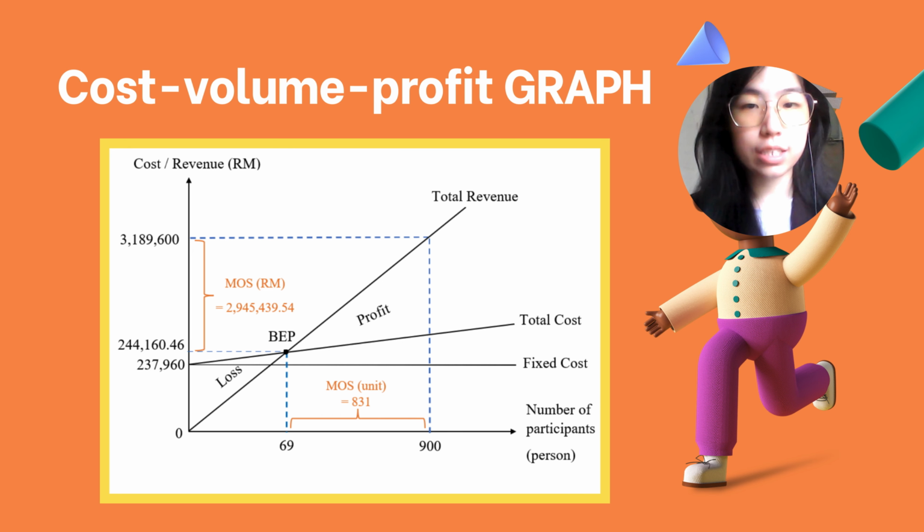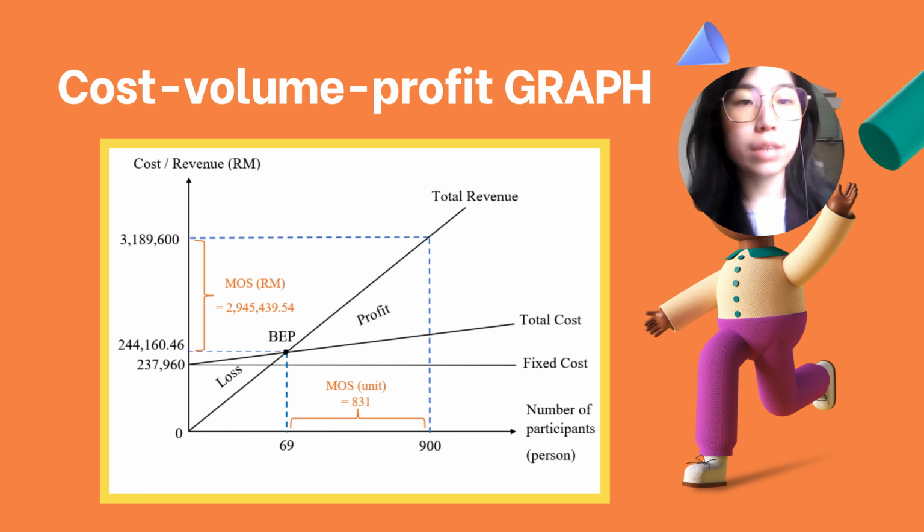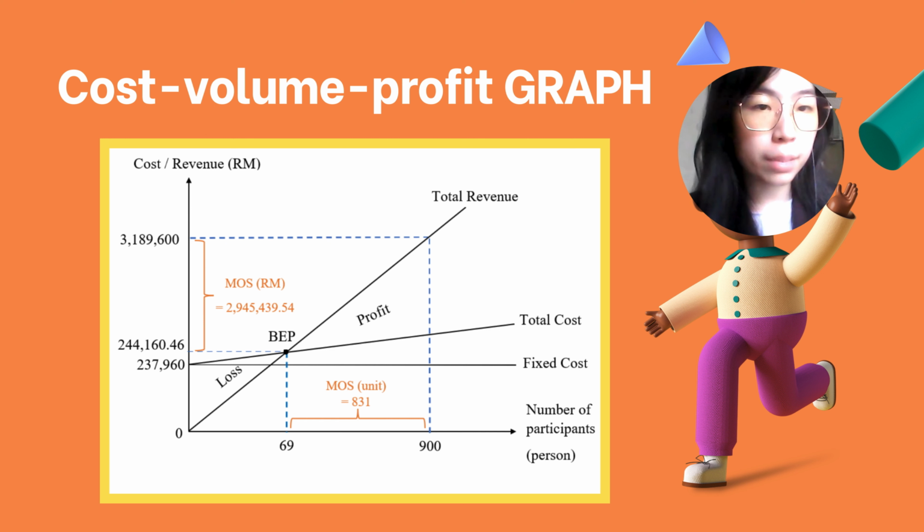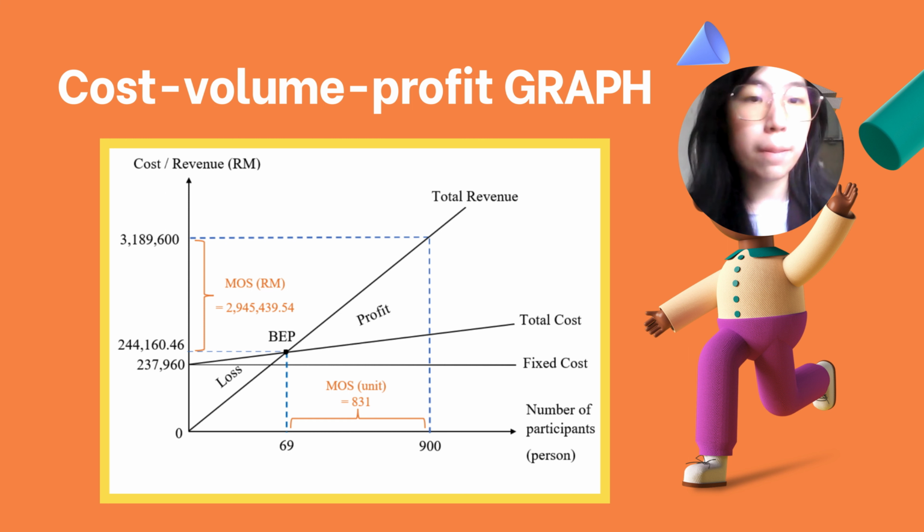So moving on is the cost volume profit graph. By using all the figures and amounts that we calculated before, we will have this graph with the amounts of total revenue, total cost, and also fixed cost. So we can find out that the break-even point is actually located at the line of total cost and the line of total revenue, where the intersection of these two lines will be the break-even point. After that, we just insert all the amounts that we already calculated before into the graph, including the RM and also units of the margin of safety.